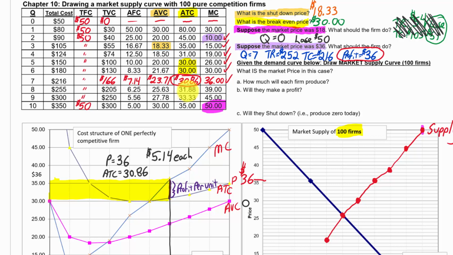We need to plot that shutdown price, $18.33, and ask ourselves, if the market price was exactly $18.33, how many units would each firm produce? The answer is, again, look at the lowest marginal cost and say, okay, we'd produce the second one, we'd produce the third one, but not the fourth one.